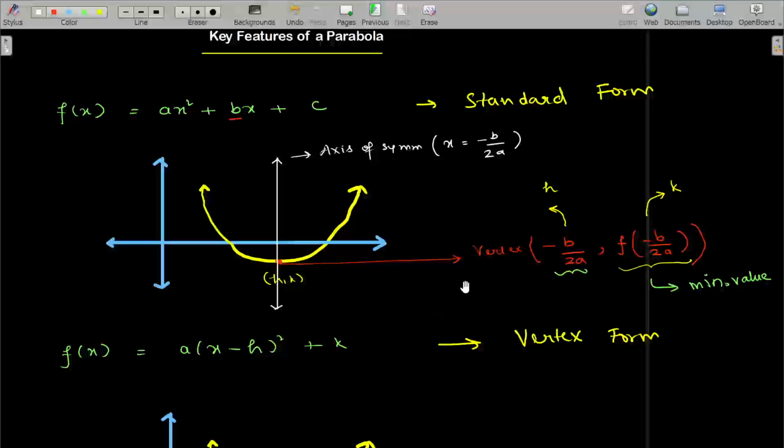Okay, and then x-intercepts and the y-intercepts. So x-intercepts are simply going to be the roots. So x-intercepts will be those points at which the parabola is intersecting the x-axis. So this point and this point, right? And the y-intercept is going to be the point at which, if I extend this side of the parabola, at some point it is going to intersect the y-axis as well. So that point will be the y-intercept.